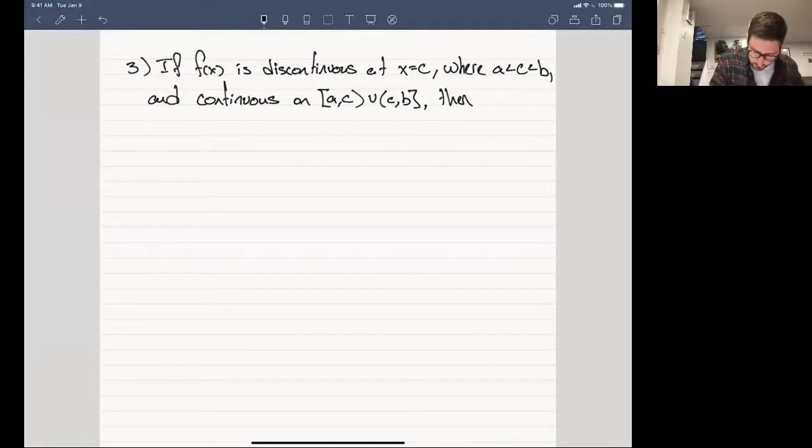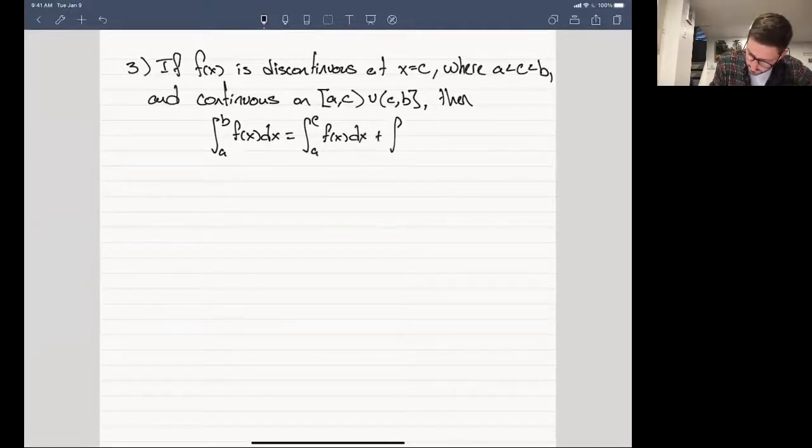Then the integral from A to B of f of x dx has to be broken up into the areas where this thing is continuous. So you get A to C f of x dx plus C to B f of x dx. Now, if you have multiple points of discontinuity inside one interval, you would just do the same thing. You break it up onto each one of the intervals where you are continuous.